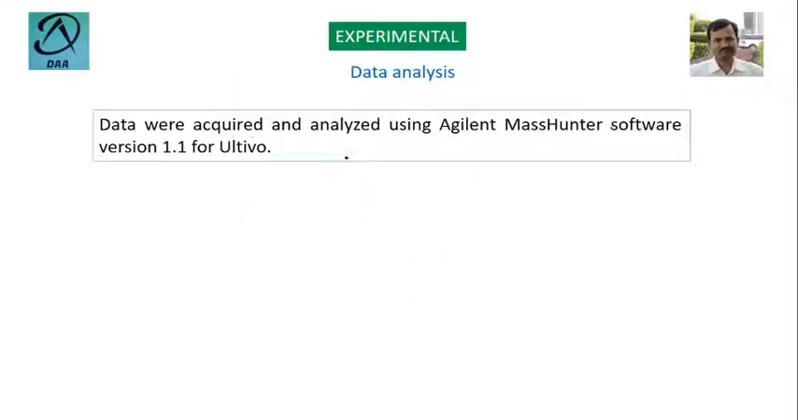Now, data analysis. As I told you, this data is from an application note from Agilent. It is one example; with any mass spec system, any triple quadrupole, you can use this type of data analysis. I have taken the example of the application note from Agilent, which is why I am mentioning the Agilent MassHunter software.